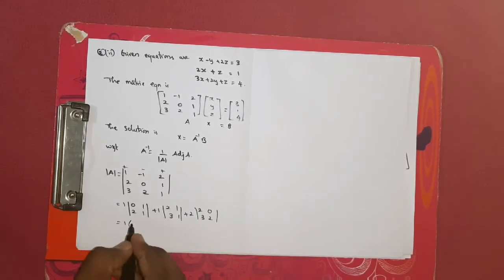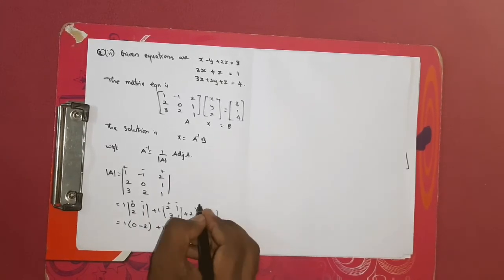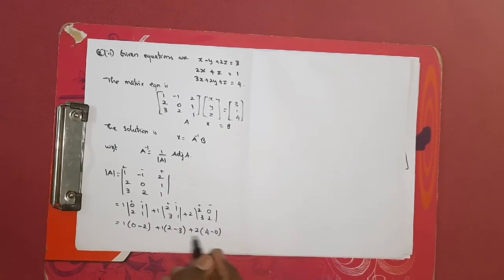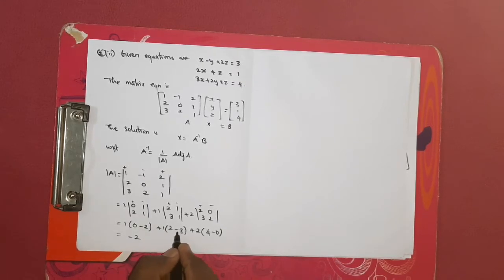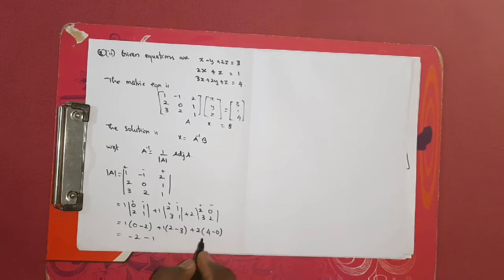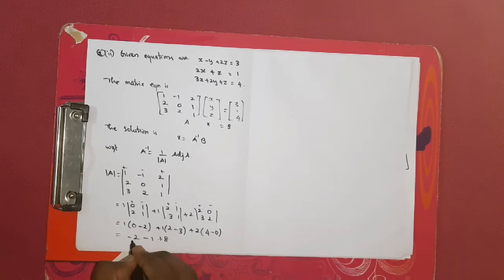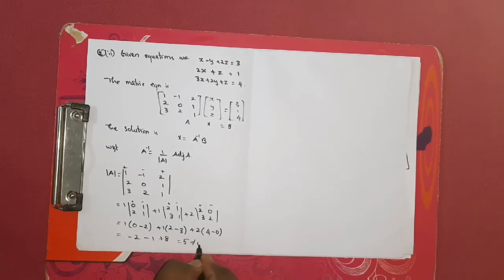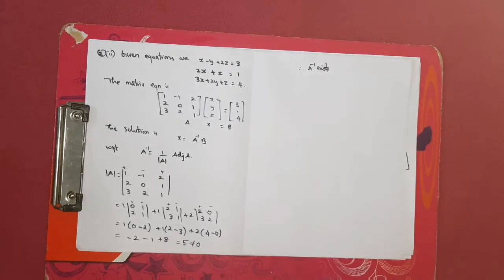Now expand it. So 1 of, when you expand, just put plus minus: 0 minus 2, plus 1 of 2 into 1, 2 minus 3, plus 2 of 4 minus 0. So 0 minus 2 is minus 2, minus 2 into 1 is minus 2, 2 minus 3 is minus 1, minus 1 into 1 is minus 1, 4 minus 0 is 4, 4 2s are 8. So 8 minus 1 is 7, 7 minus 2 is 5. So the answer is 5, which is a non-zero number. Therefore it is not equal to 0, so you can say A inverse exists.